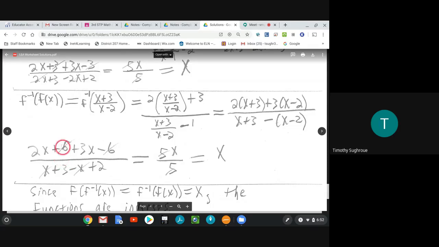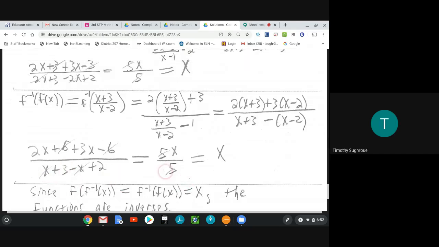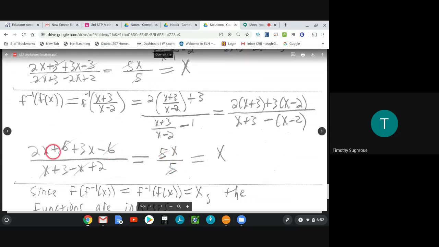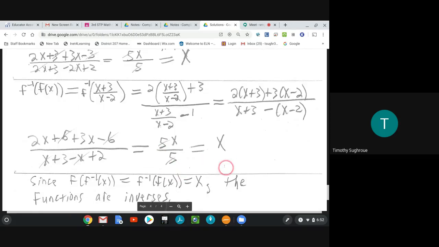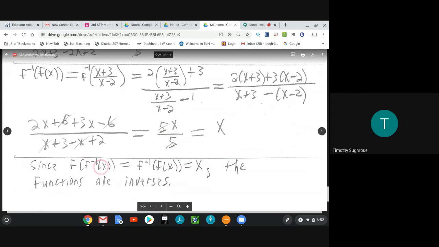Add like terms. 2 of the terms are going to cancel. The other 2 we can add together and get 5x. Here the x's cancel. 3 plus 2 is 5. Now that these are factors, I can cancel. Never cancel terms and factors in the same step. Cancel the 5s and we get an x. Don't forget to write the summary statement.